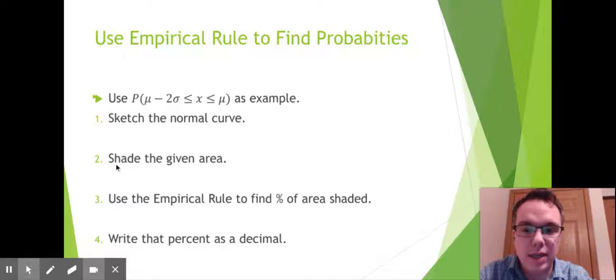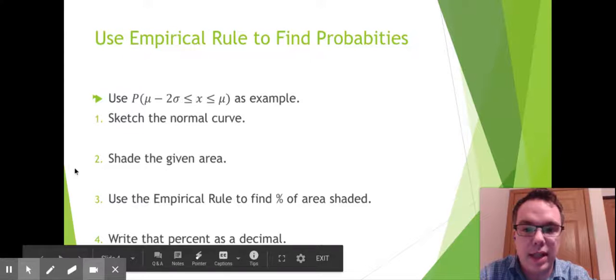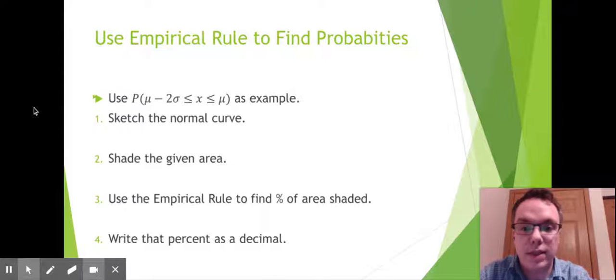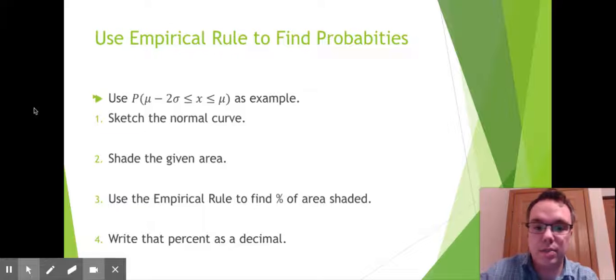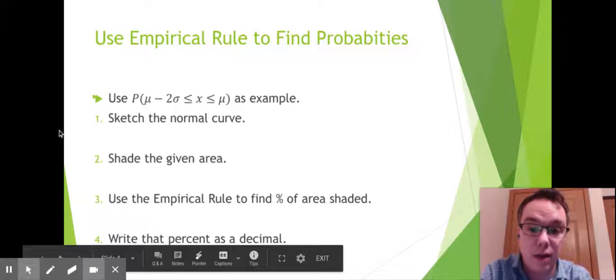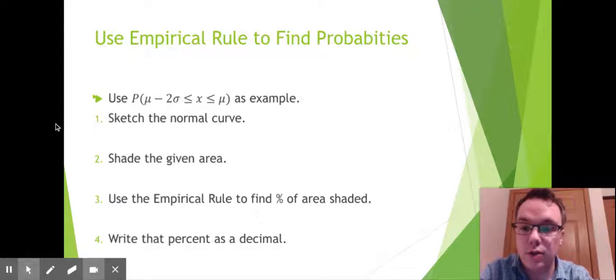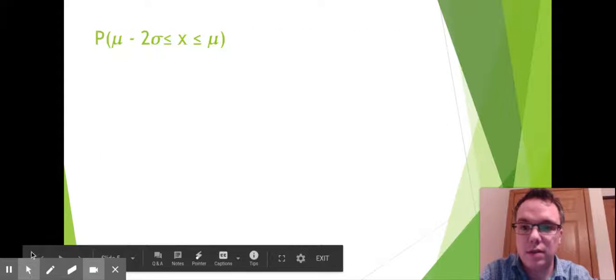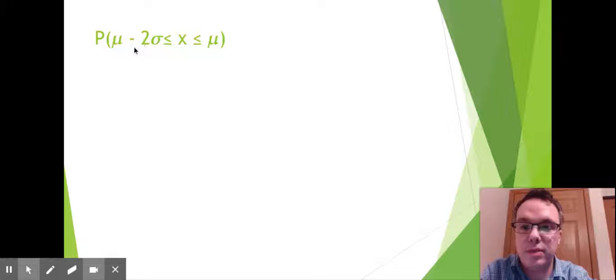We're going to shade in what they give us, and then we're going to use that graphic that we just had above to find the percent of shaded area, and then we're going to turn that percent into our probability by dividing by 100 or moving our decimal point twice. So like I said, we're going to do this example first. We're going to find the probability that our data value is between two standard deviations below the mean and the mean.